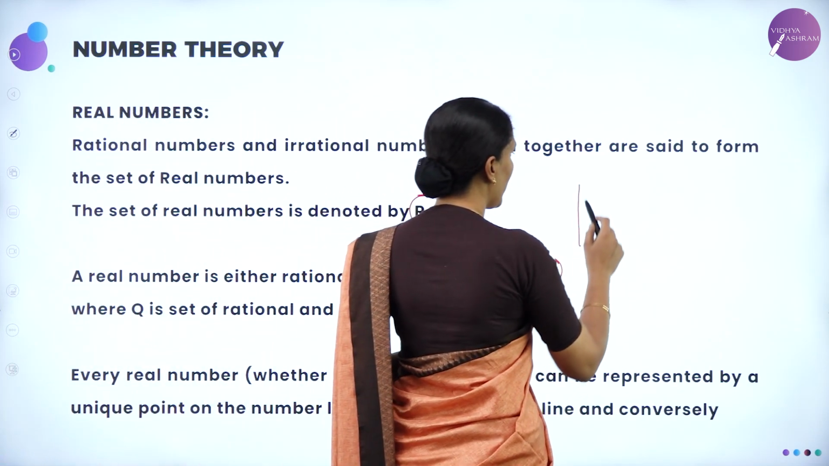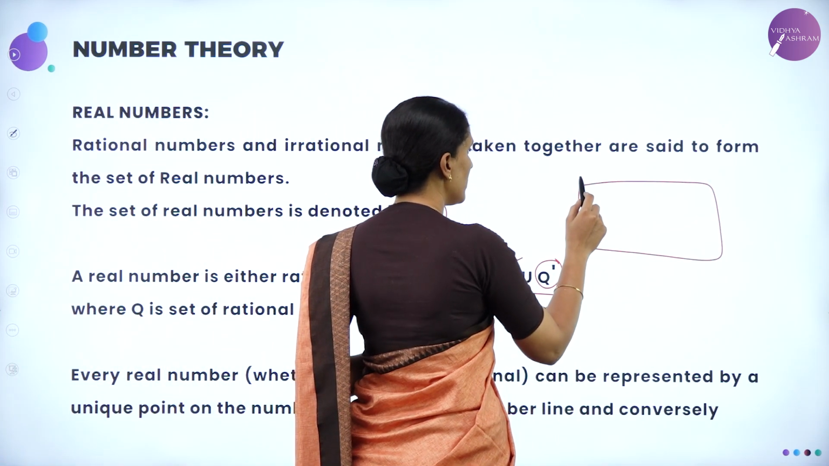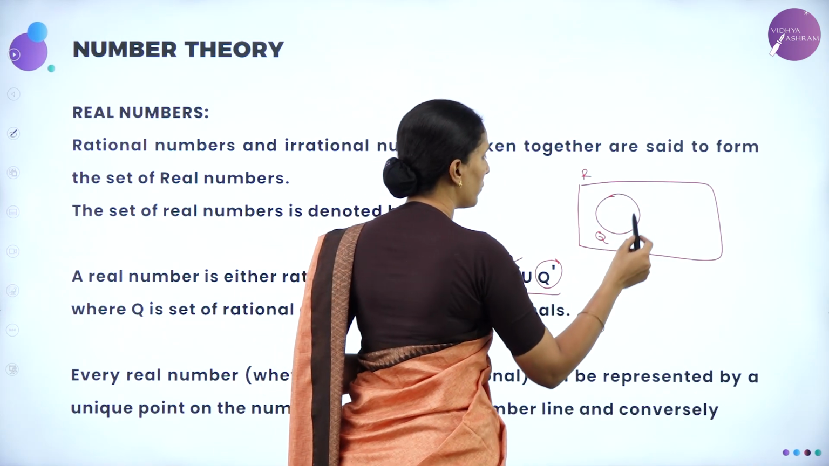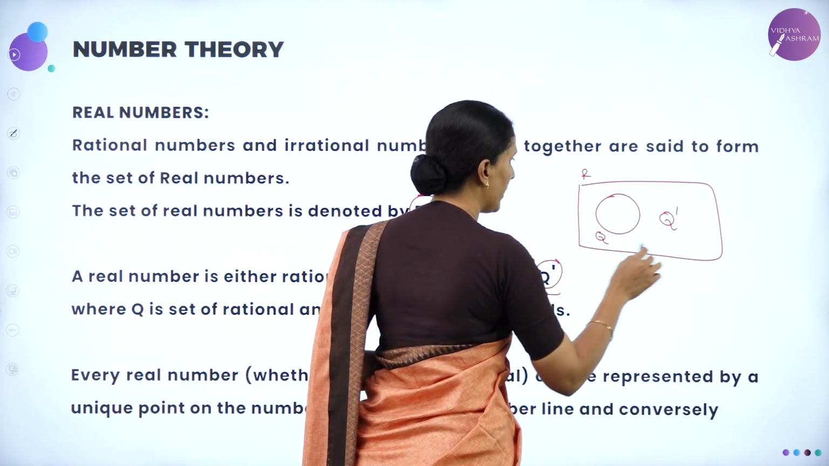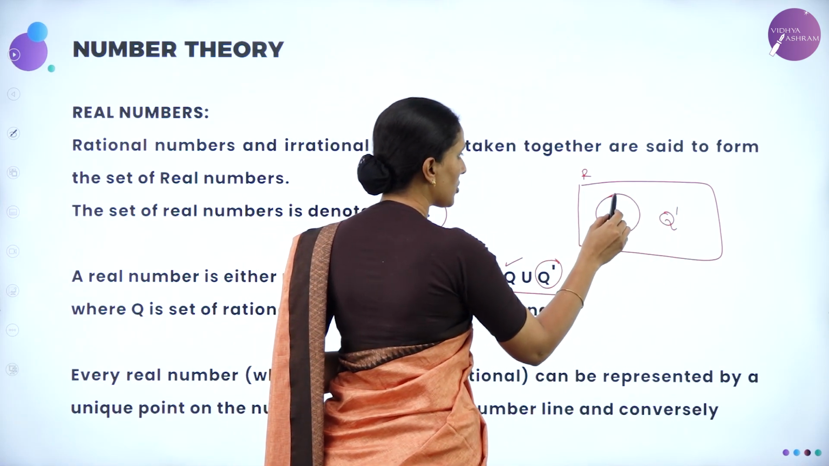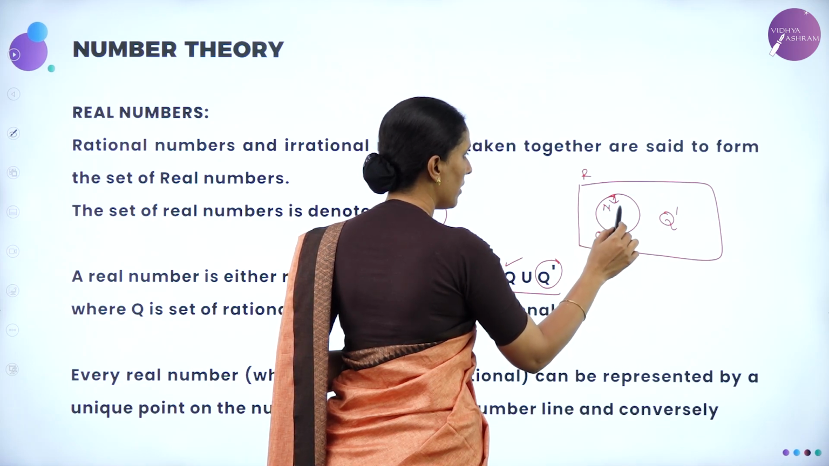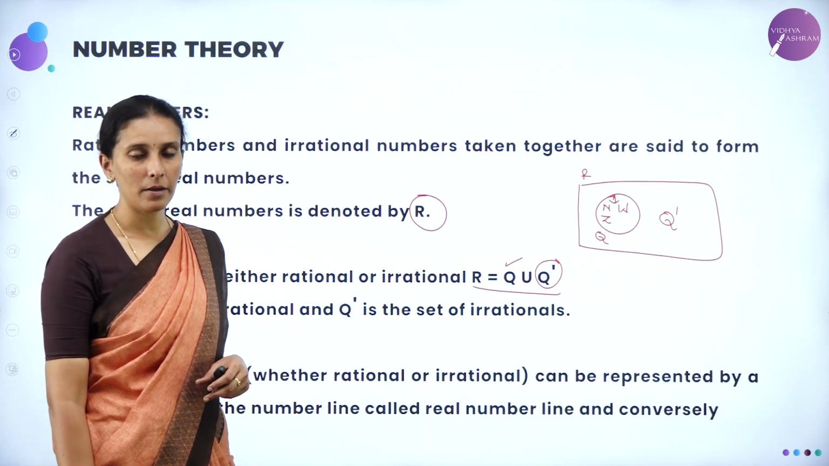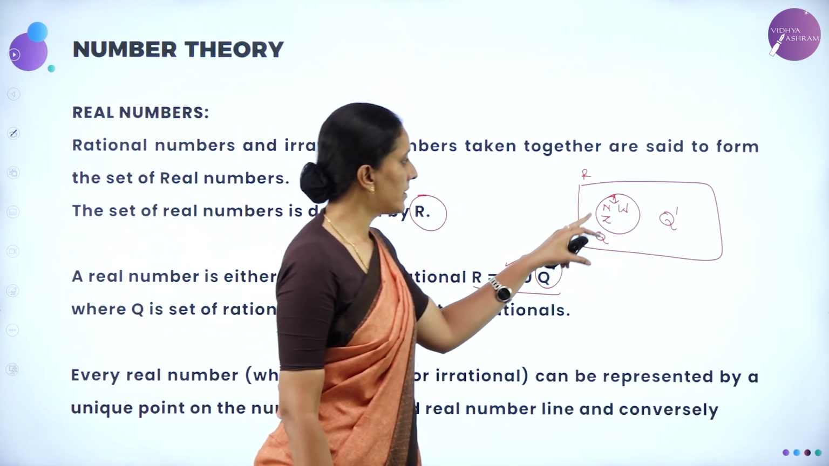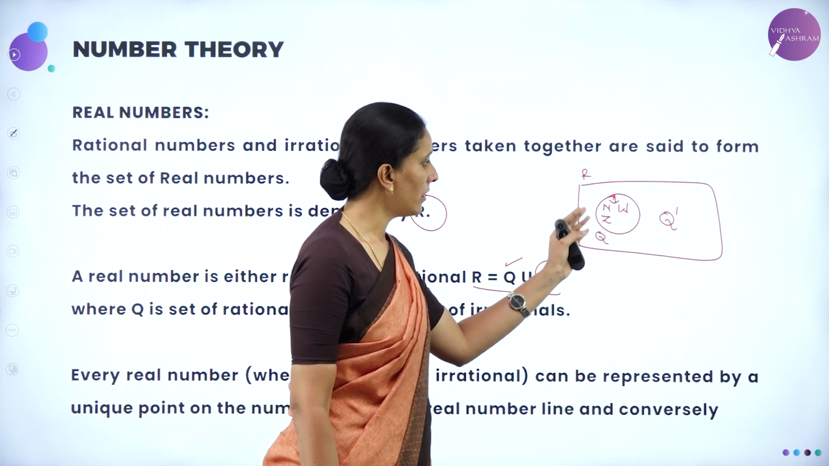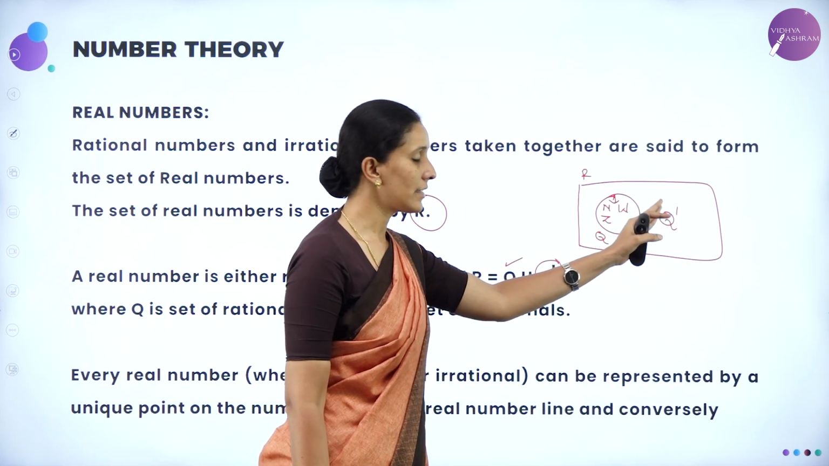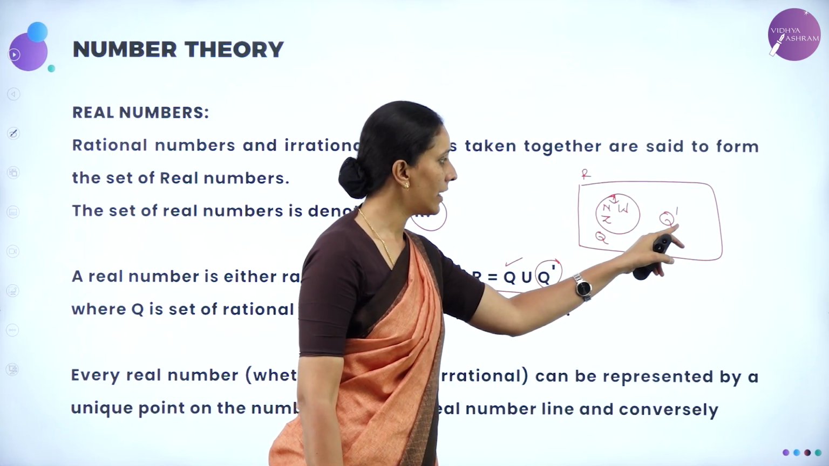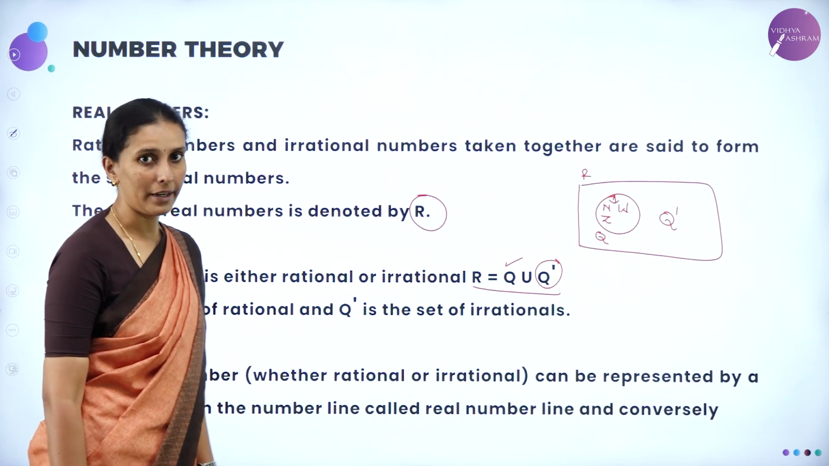So real numbers are the biggest system of numbers, R. Here this is the set of rational numbers, and outside the circle this is the set which contains irrational numbers. Under rational numbers, we may have natural numbers, whole numbers, integers, prime numbers, odd numbers, even numbers, etc. So the complete set which includes rational as well as irrational numbers is called the real numbers.